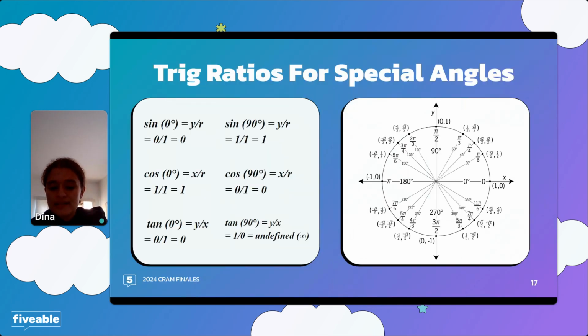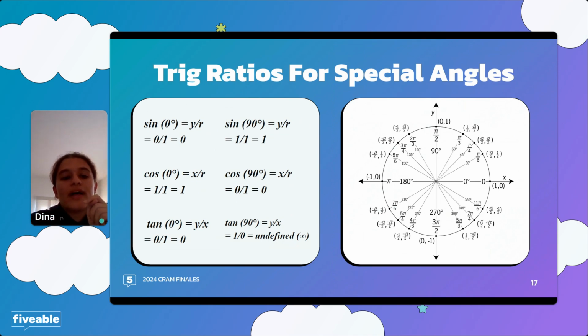And on the next slide, we can also see some trig ratios for very special angles that you should also have memorized for your test. So if we think of these, sine of 0 degrees, we know that sine is y over r. And since we know that r is 1, and at that x-axis on the right the y coordinate of that point equals 0, the sine value equals 0. So the sine measurement is just 0.